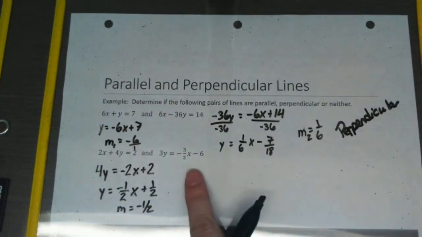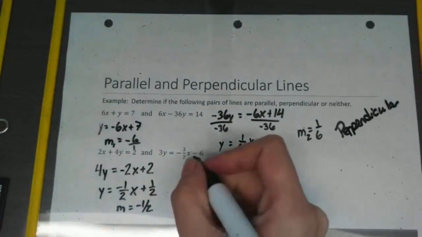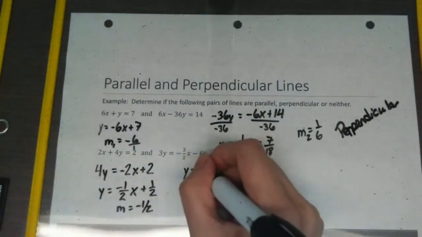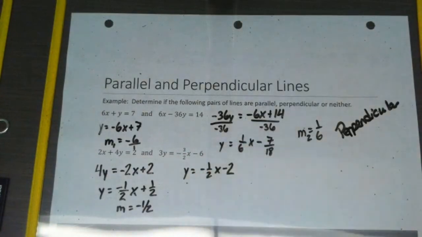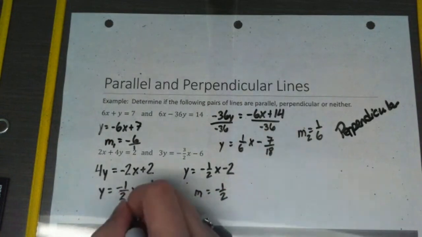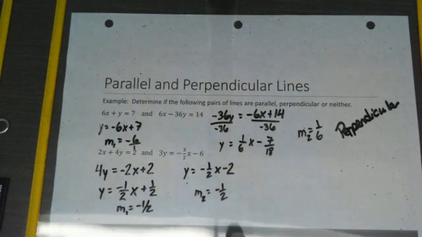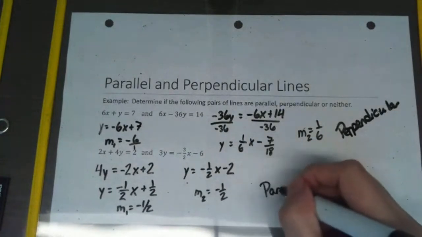Our second equation is 3y equals -3/2 x minus 6. To get the y alone, I need to divide both sides by 3. And if I do that, I'm going to have y equals negative 1/2 x minus 2. The slope of this line is negative 1/2. They have the same slope. These lines are parallel.